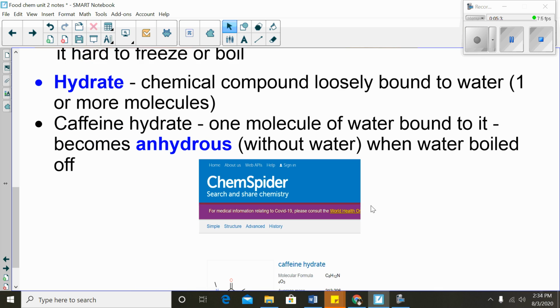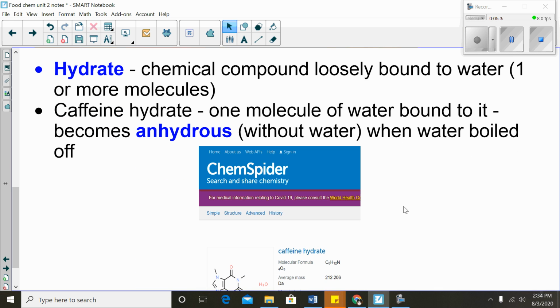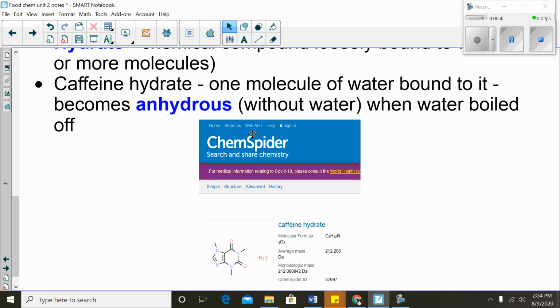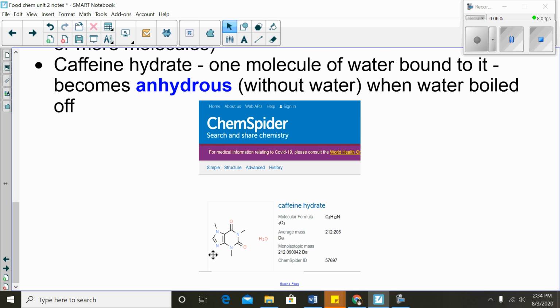And then we have something called a hydrate. This is a chemical compound loosely bound to water, one or more water molecules. So just one example for you would be the caffeine hydrate. And I just took an image from this website just to prove to you that it is real. So you have one molecule of water bound to caffeine, and it becomes anhydrous, without water, which is what that means when the water is boiled off. So if you take the water off of that, it becomes anhydrous, right? It lacks the water. Okay, but this is real. It's a caffeine hydrate, so there's the structure.